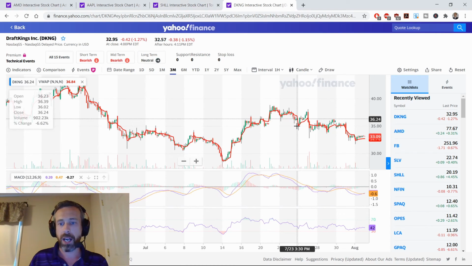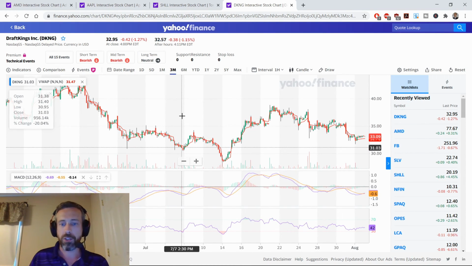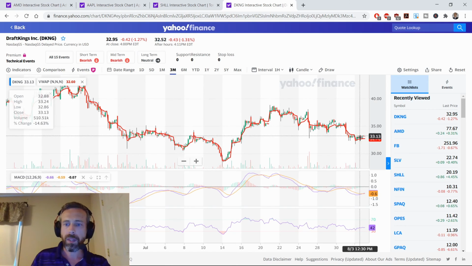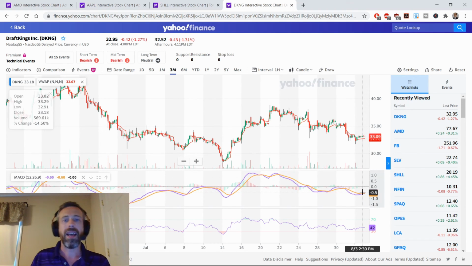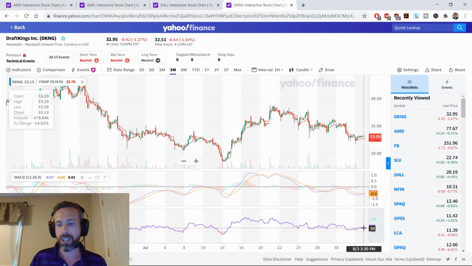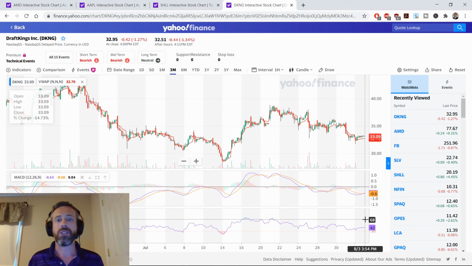DKNG, DraftKings, we talked about it a little bit earlier. Massive trends that are converging. Right now, it looks like it's crossing slightly, right? So we can expect a small upward trend. But if you look, RSI is at 42, and it doesn't look like it's really going upward. So there's not a lot of momentum yet, right? So the strength of the movement is going to be fairly small.